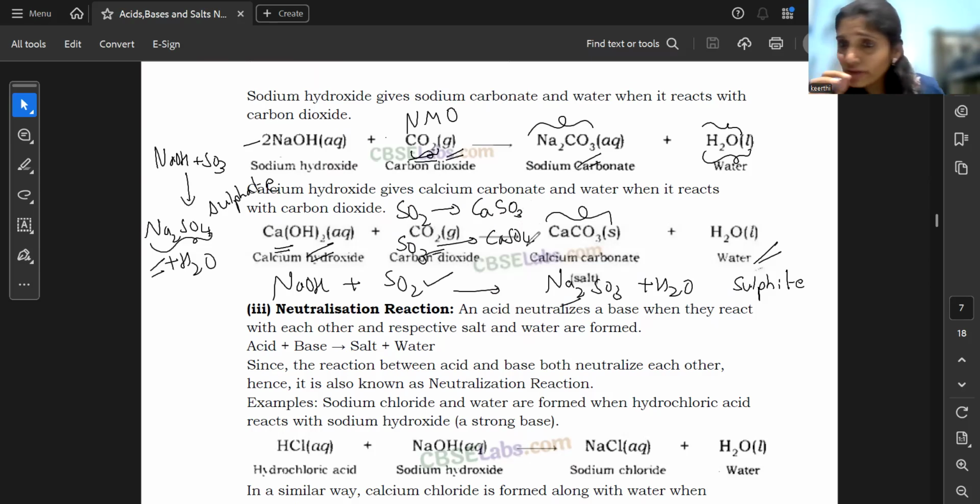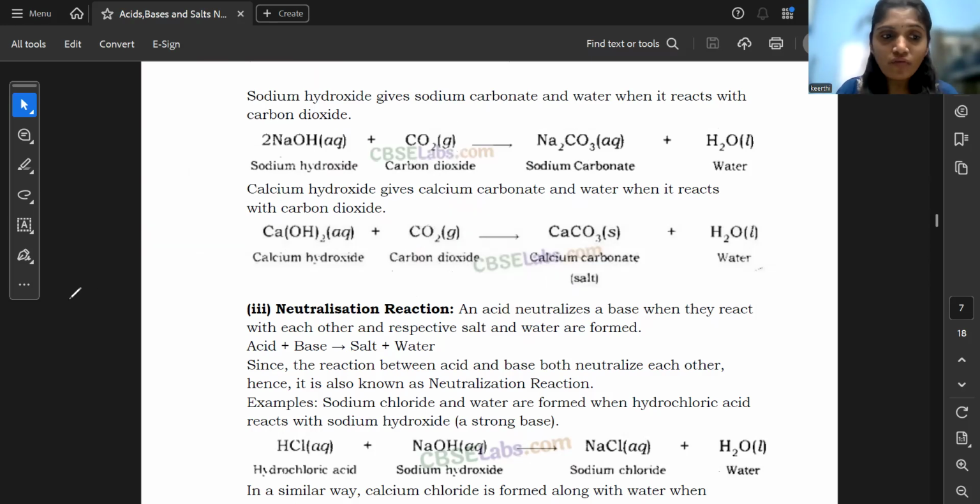So don't learn things by heart. If they give any gas which is a non-metal oxide, because non-metal oxides are usually gases, like CO2, then you write the formation of carbonate. If they give SO2, write the formation of sulfite. If they give SO3, write the formation of sulfate. So please don't learn by heart. When I do the PYQs part, I'll show you how the questions are asked from these parts.